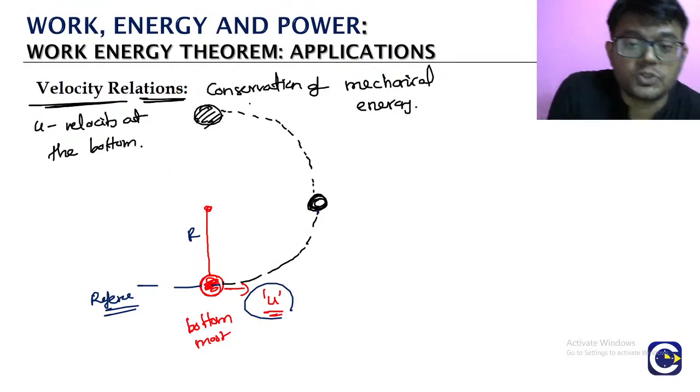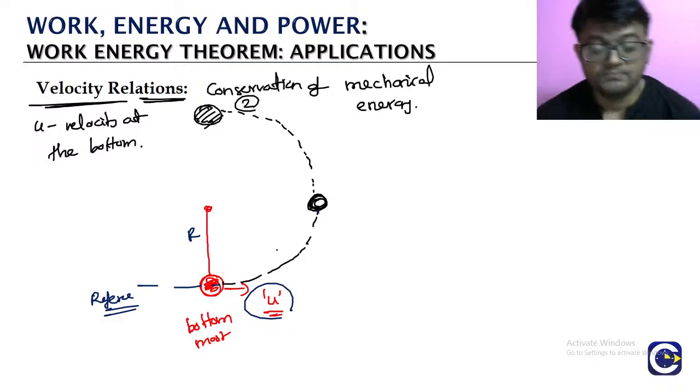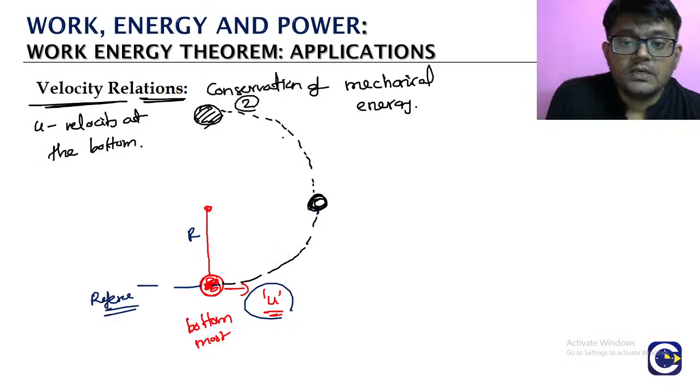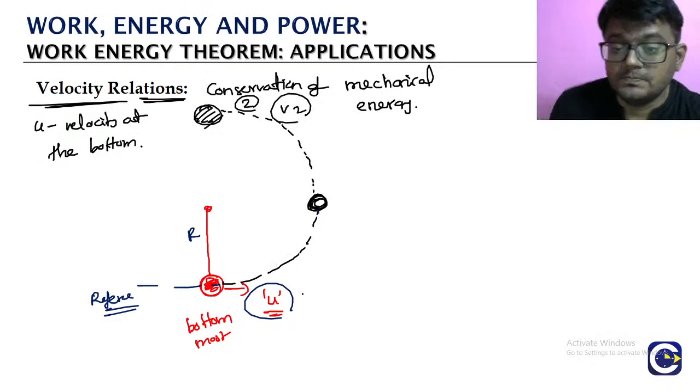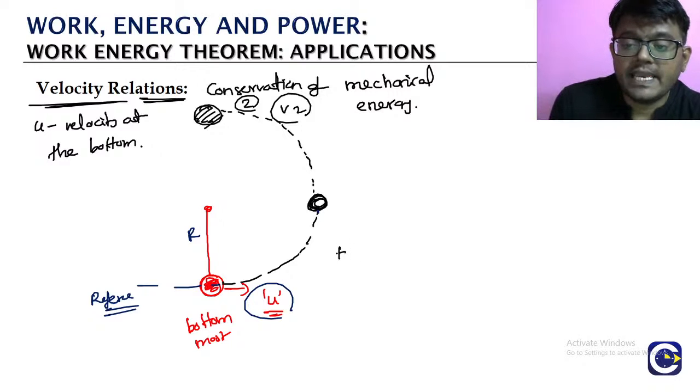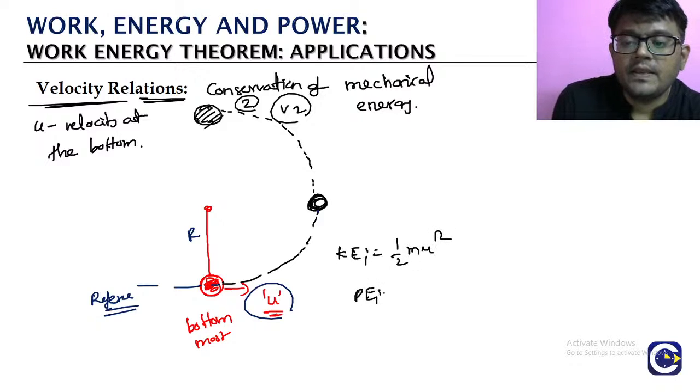It will go to the topmost point. Generally we will call it point 2. The velocity there we will take as v2. Look at this again. Initially, KE is half m u square. PE is 0. The initial is our reference.